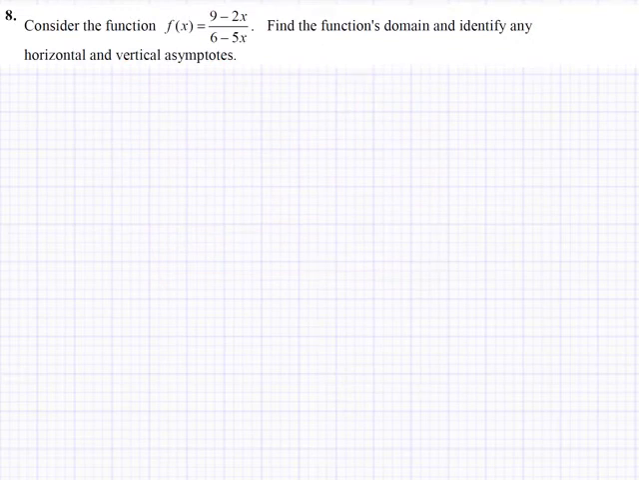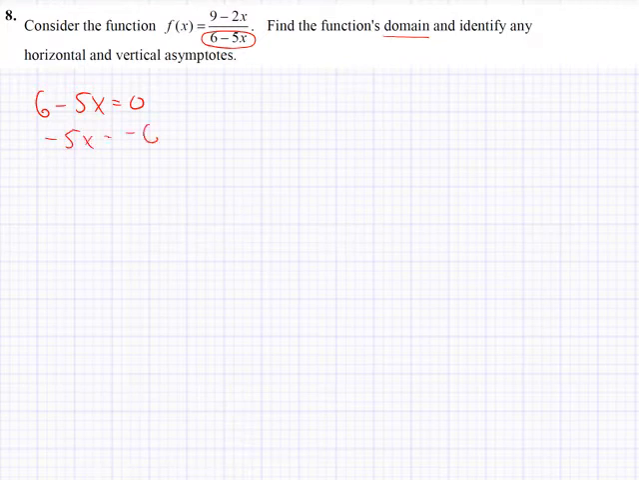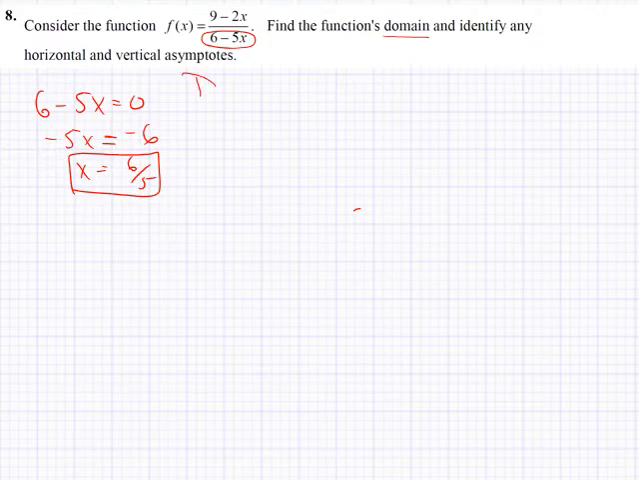So here we want to talk about a rational function. First, look at its domain. Okay, domain is all about the denominator not being equal to 0. So if we set it equal to 0 and solve, you can quickly see that you're going to get negative 5x equals negative 6, x equals 6/5. So that's exactly the x value you don't want. So we can say the domain is all x except x equals 6/5.